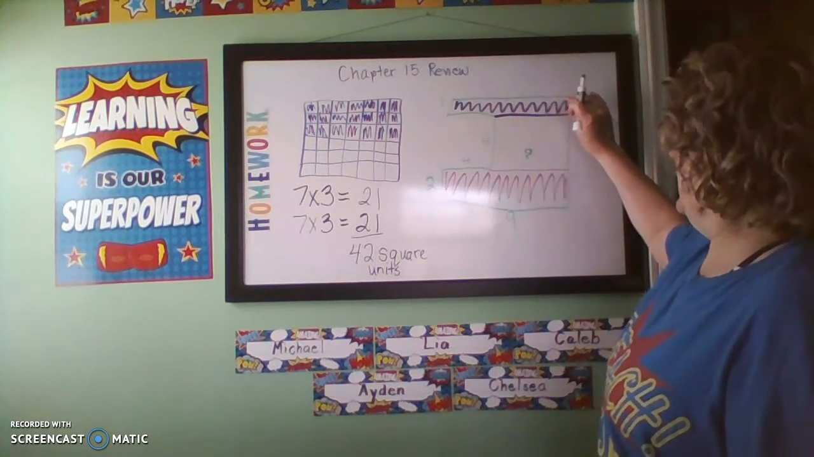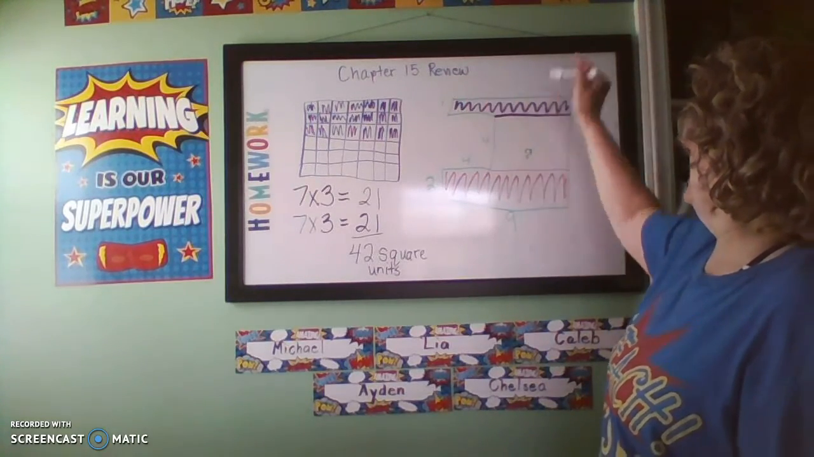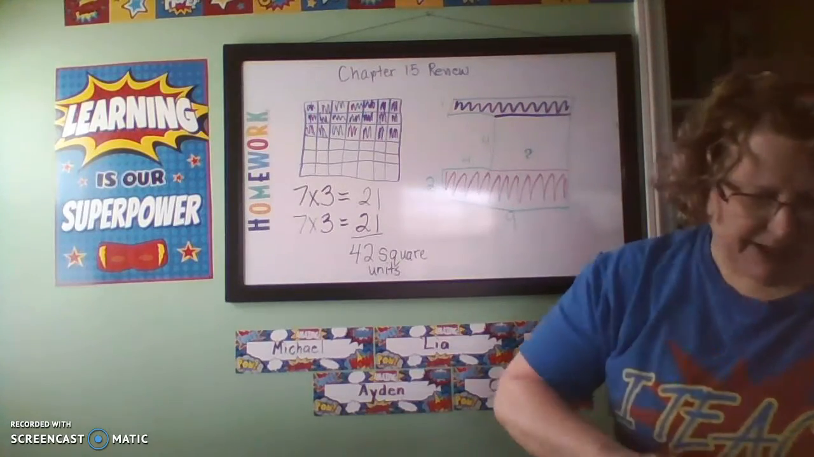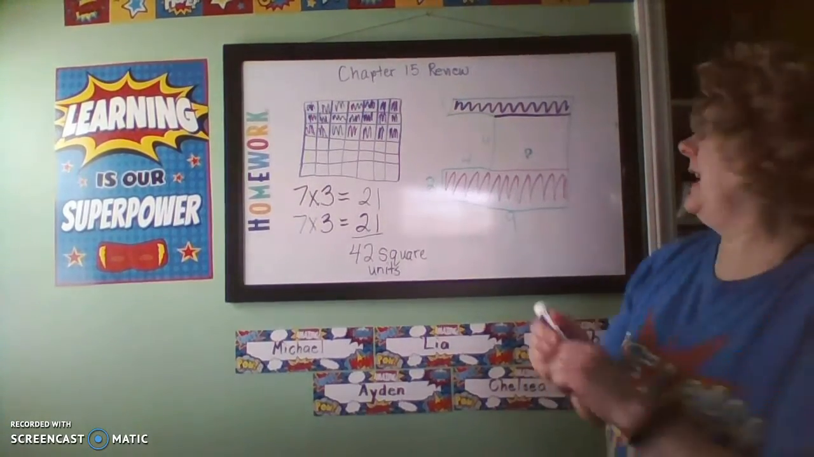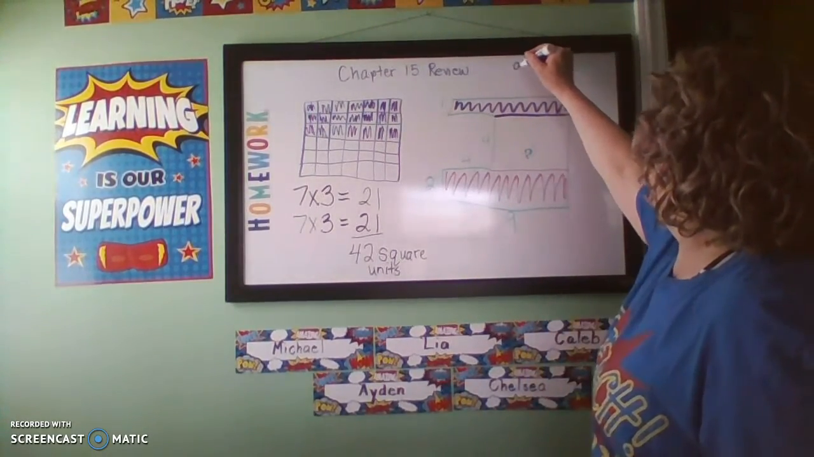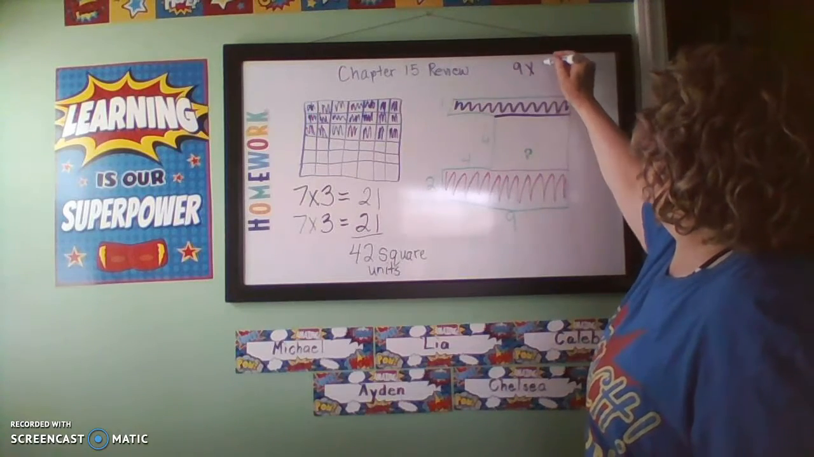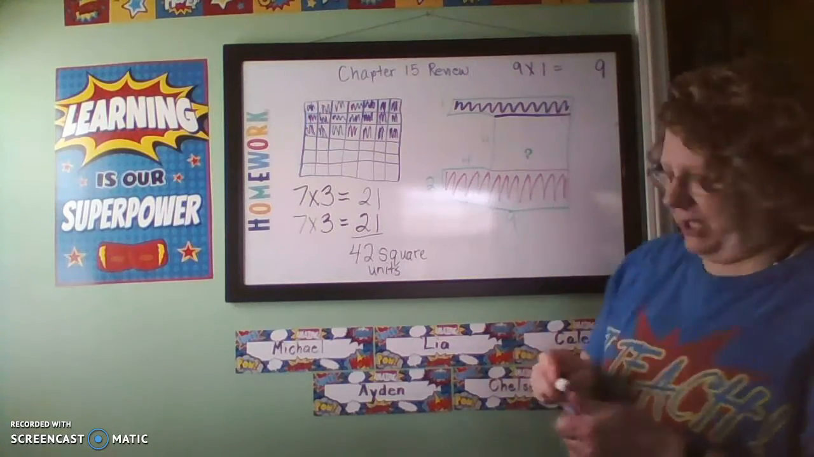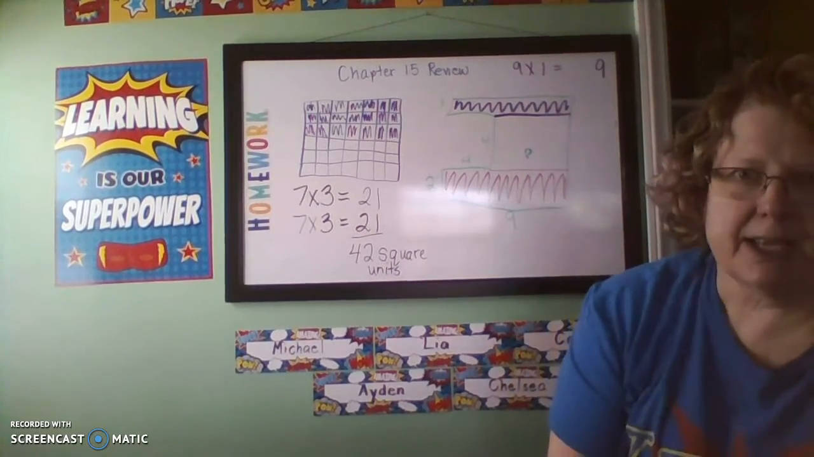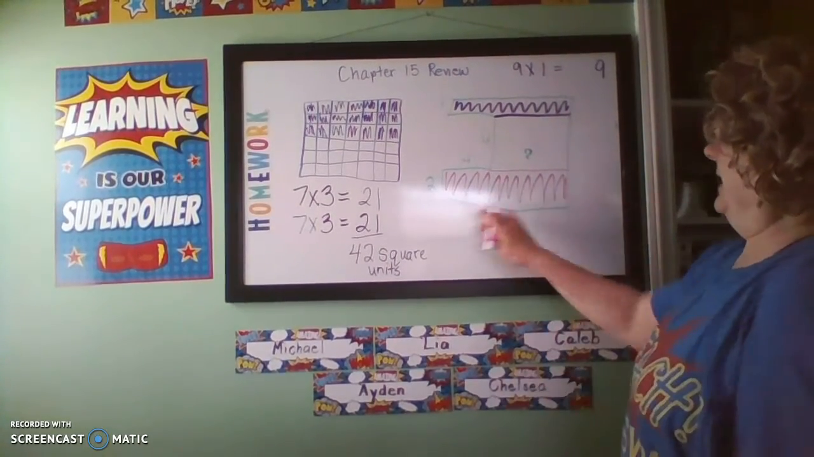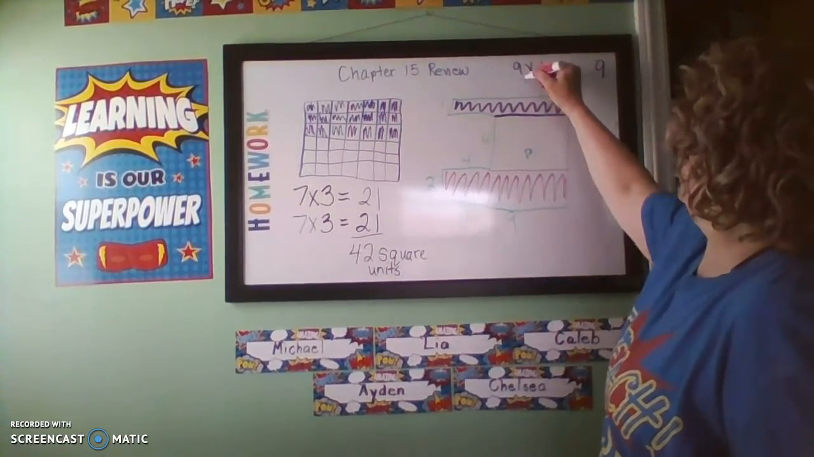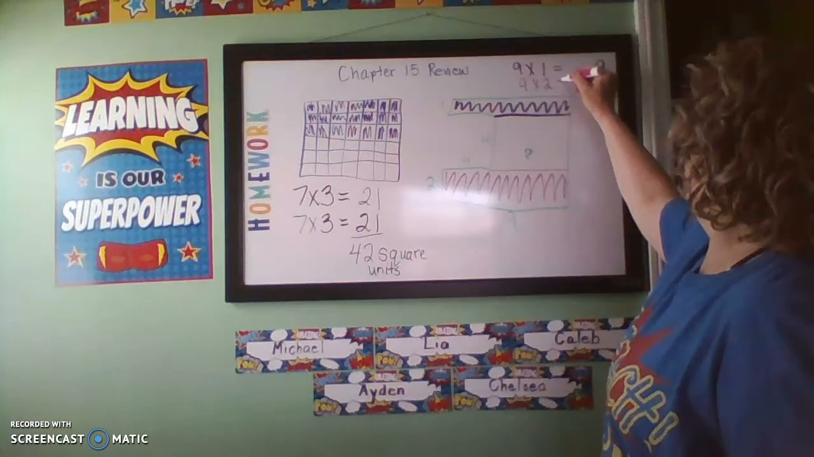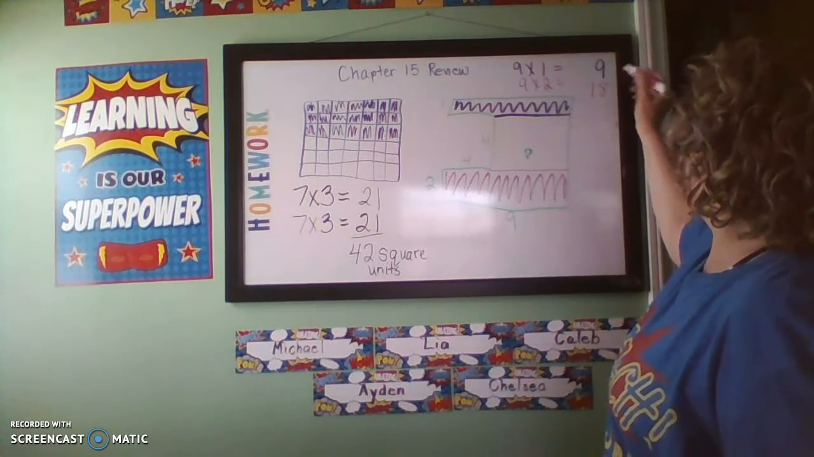I have this one piece, and I know that this is 9. So my purple rectangle would have a length of 9, a width of 1, and would be 9. Then my pink rectangle has a length also of 9 and a width of 2. And that would give me 18.